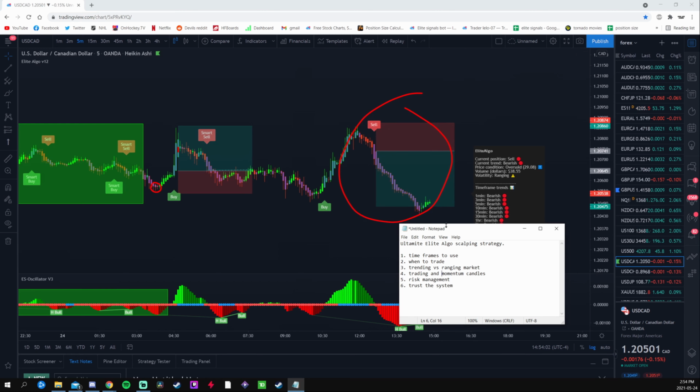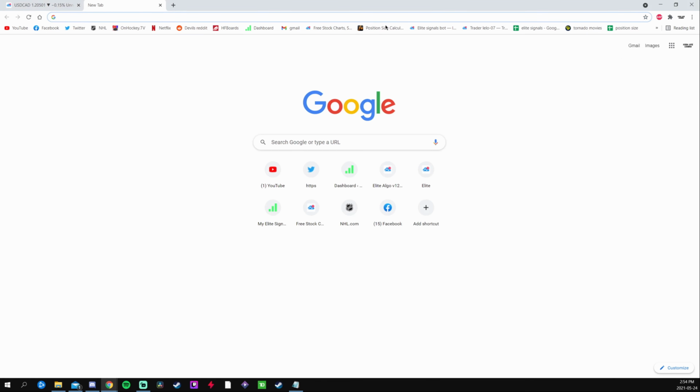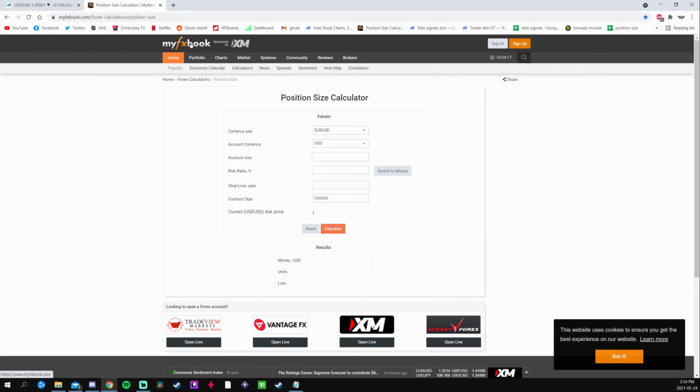Now, how can you guys calculate how much you should be risking in the market? Guys, it's very simple. You can head over to any position size calculator if you're trading Forex or crypto. There's a bunch on the internet, but this is one I like to use for Forex right here, my FX books. You basically just type in the currency pair that you're looking to trade. Okay, your account currency. So if you're using USD, Canadian, Euro, you can put whatever you want here. Your account size. So let's just say theoretically my account size is $1,000. And I want to risk only 2% of my account per trade, okay? And right now I was looking to trade the Euro USD currency pair, okay?